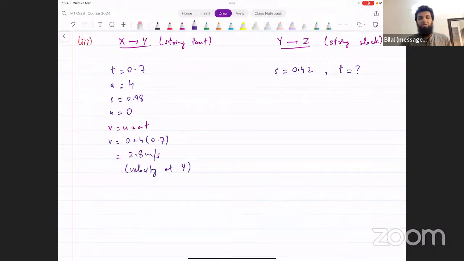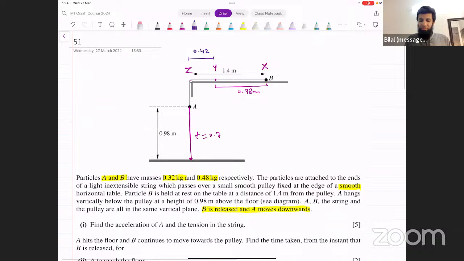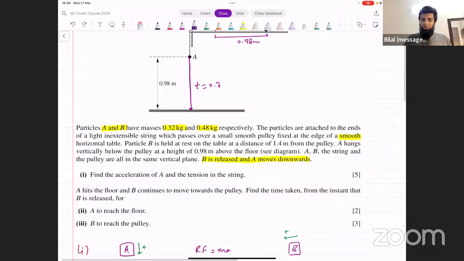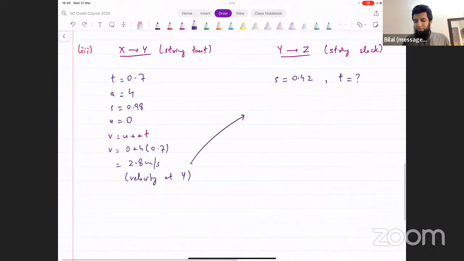Now, if the velocity of the particle at point y is 2.8 meters per second, the second part of the journey is from y to z. So that means the initial velocity from y to z is going to be 2.8 meters per second as well. Okay. Now we need to find the time taken for this part of the journey.